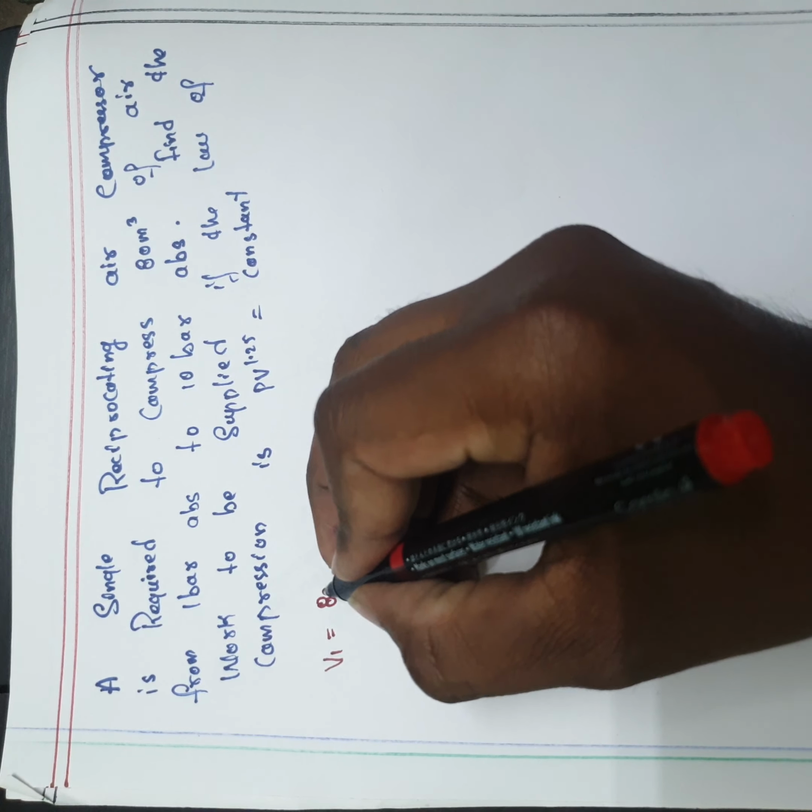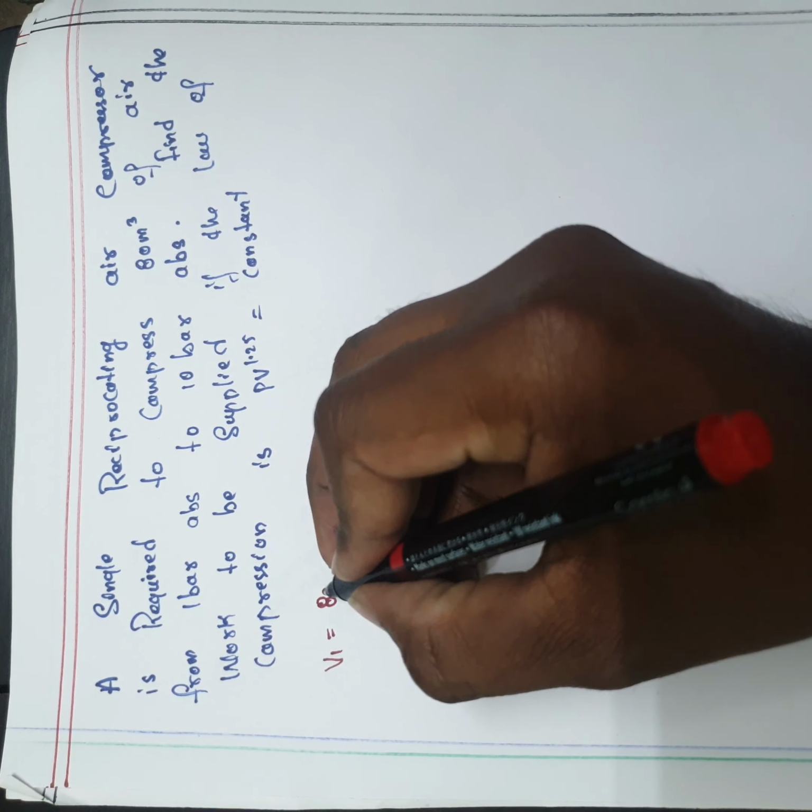If you solve this one, you get the mass as 1.197 kg. Mass is equal to 1.19 kg. Here you got the value of mass. After getting the mass, the next step is that you have to find out the work done.